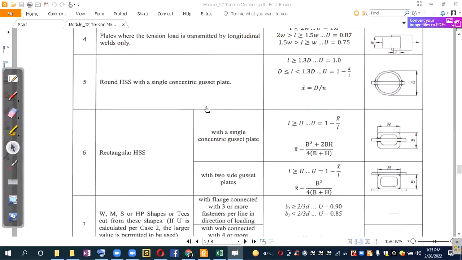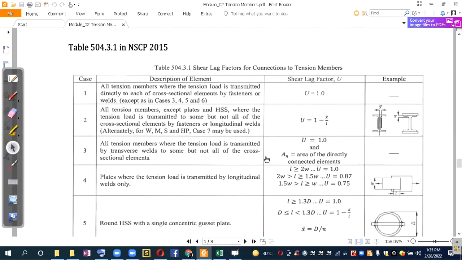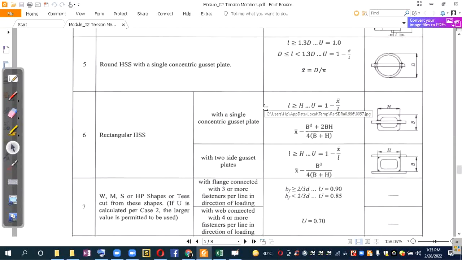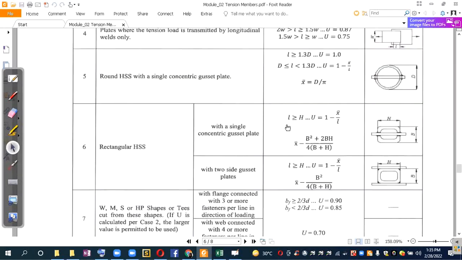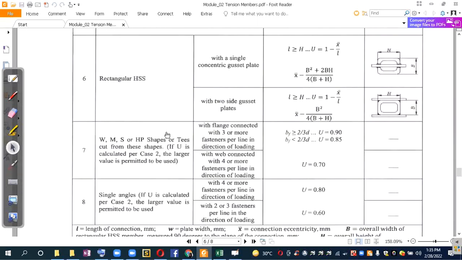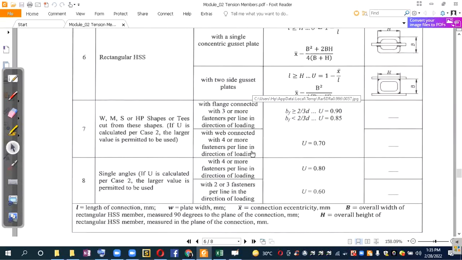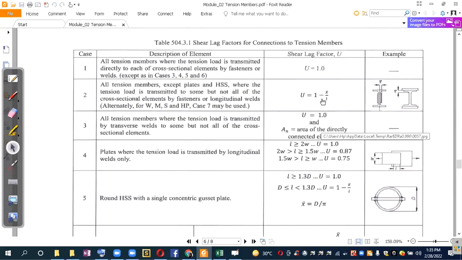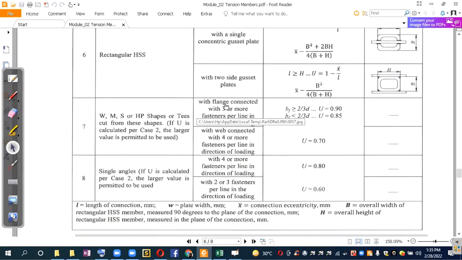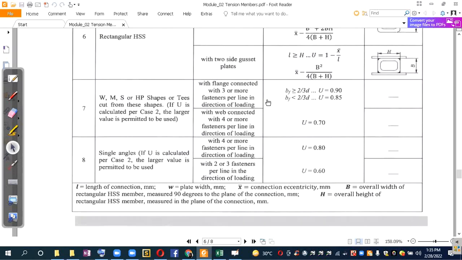Okay, balik tayo dito. Balik tayo doon sa shear lag factors for connections. Naka-indicate sa problem na we have 3 bolts in a line. Okay? So, case 2. Di ba ang sabi natin, kukunin natin yung mas malaki. So, yung pinakamalaki dyan, with flange connected with 3 or more fasteners per line. Okay? So, you need to check BF is greater than or equal to 2/3 of the depth, U is 0.9. BF is less than 2/3 of the depth, 0.85.